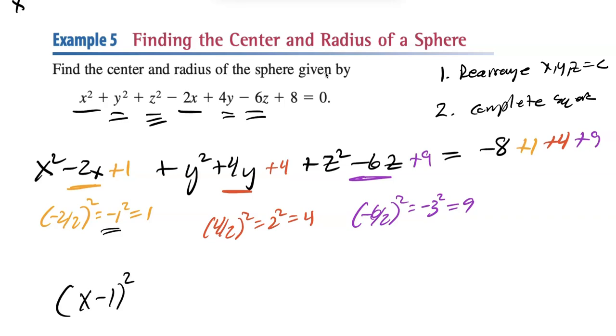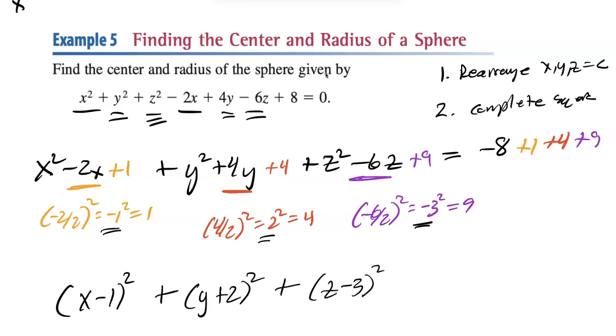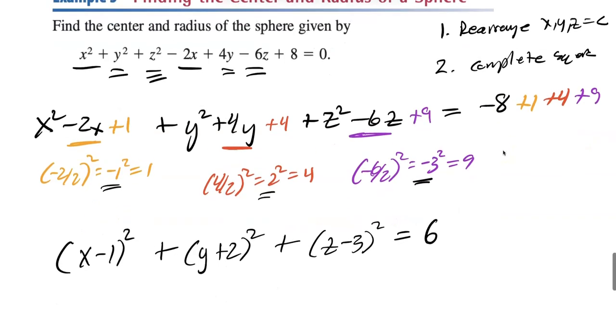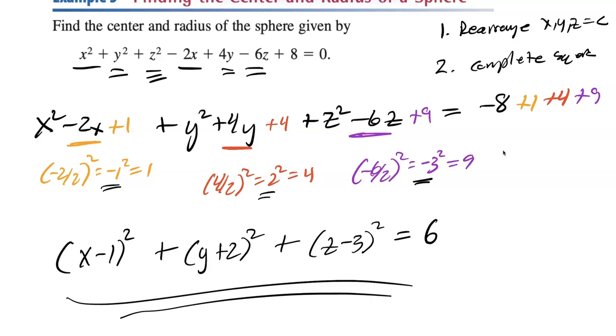So this is going to be (x minus 1) squared, right? So always the thing before you square it. Plus (y plus 2) squared, plus (z minus 3) squared. And then we add up all of these together. I get 14 minus 8, which is 6. So 6.